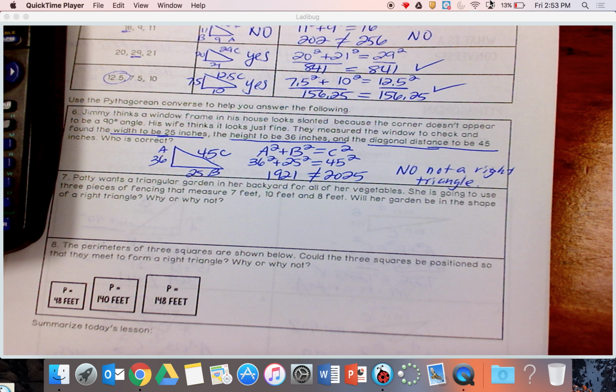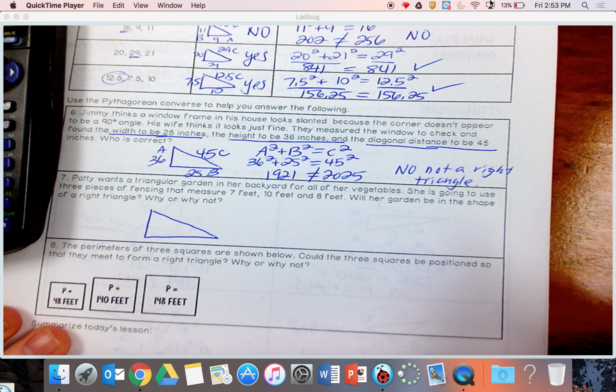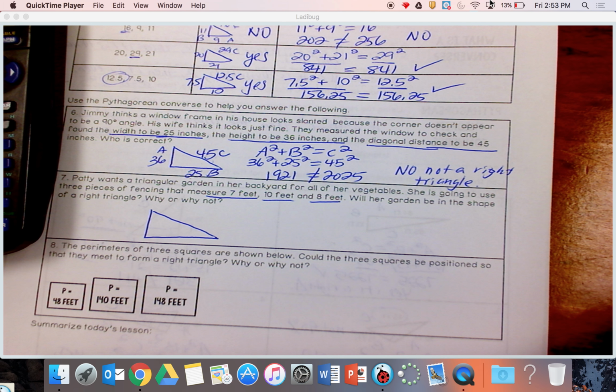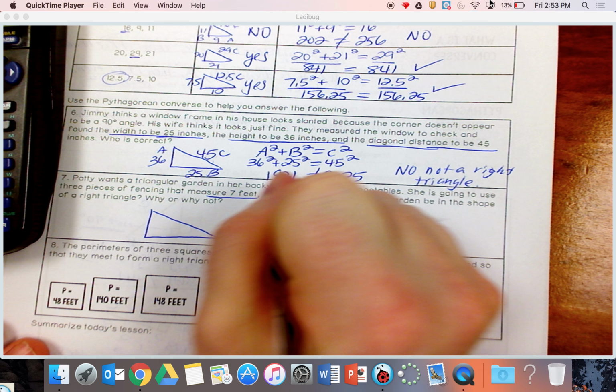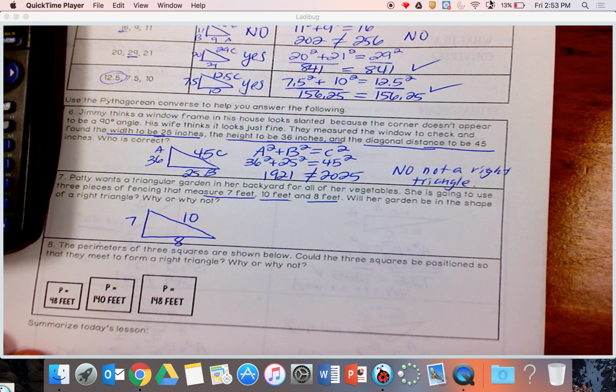Here's another word problem. It says Patty wants a triangular garden in her backyard for her vegetables. She's going to use 3 pieces of fencing that measure 7, 10, and 8. What will be the shape of her garden? Will it be a right triangle? So let's put it in here. She's got measures of 7, 10, and 8. The longest side is your hypotenuse. So that's 10. The other ones are your legs, 7 and 8.